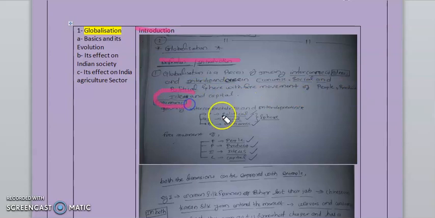And here is a mnemonic. With the help of the mnemonic, you can memorize this definition of globalization: globalization is a process of growing interconnectedness and interdependence in PSE, meaning political, social, and economic spheres, with free movement of PPIC: people, products, ideas, and capital. So memorize this definition; it will help you.